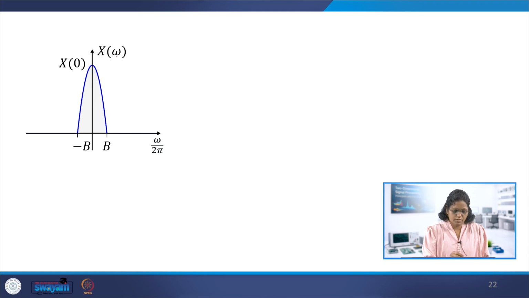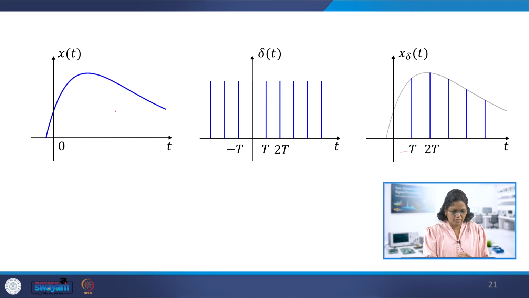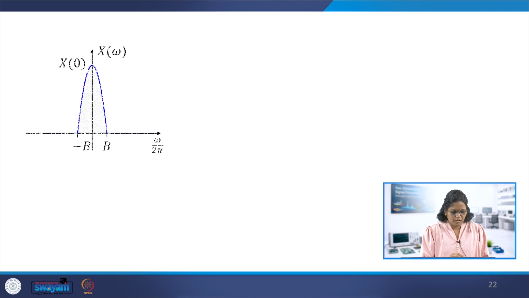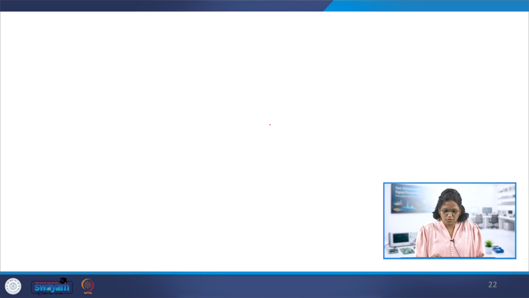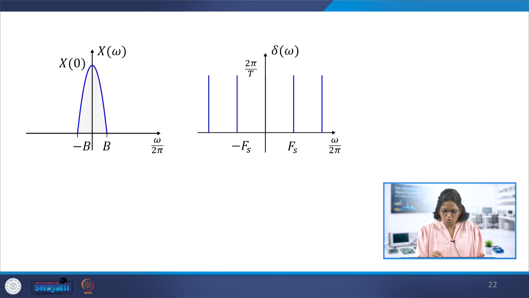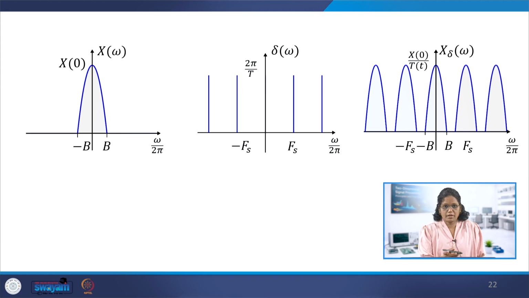This is the spectrum of the signal xa of t, what we had here. This is x of t or xa of t, and this is the spectrum, omega by 2 pi. And the impulse train has a spectrum like this, with delta omega and a spacing of Fs, the sampling frequency. Then you are multiplying with that impulse modulation, and if you do the convolution, the spectrum of x of t or xa of t is getting repeated due to the sampling.